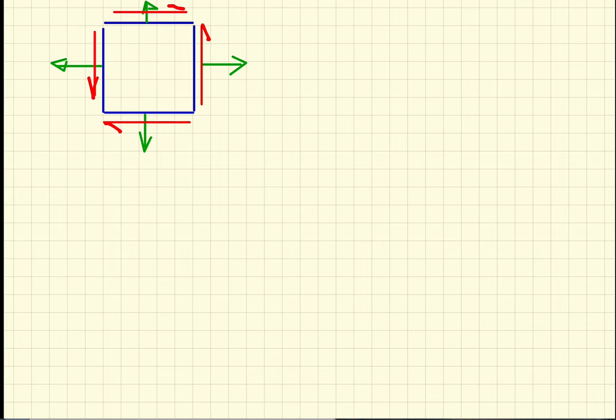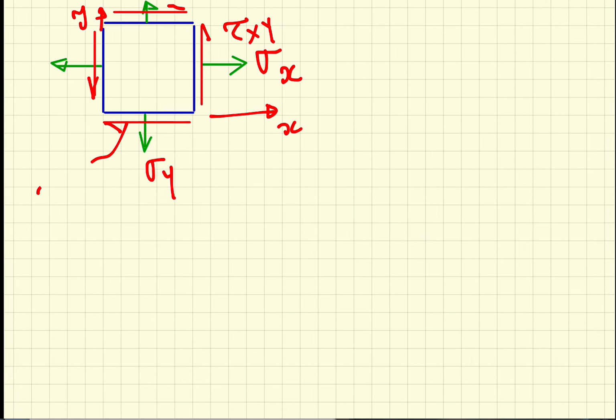So in this case we have the x-axis going this way and the y-axis going this way, and this stress is sigma x, this stress is sigma y, and the shear is tau xy. It is on the x face in the y direction. This shear is tau yx because it is on the y face in the x direction. So that's kind of the convention for us for positive normal stress and positive shear.